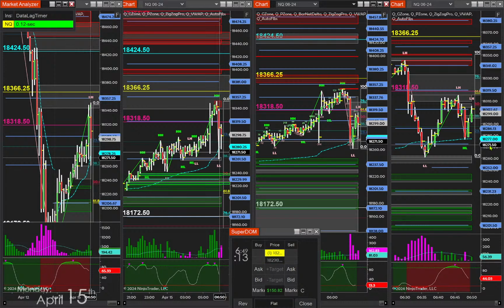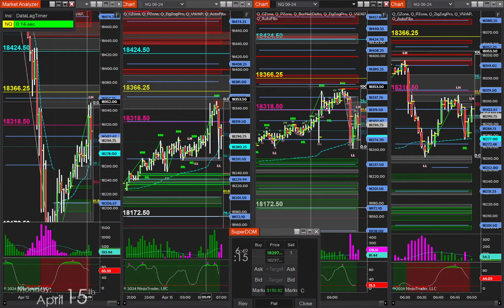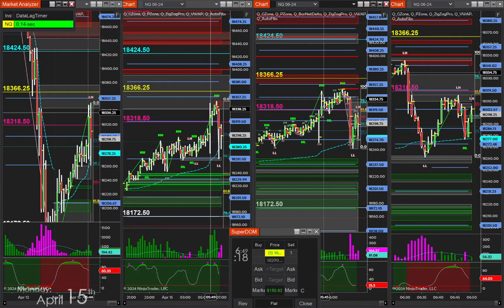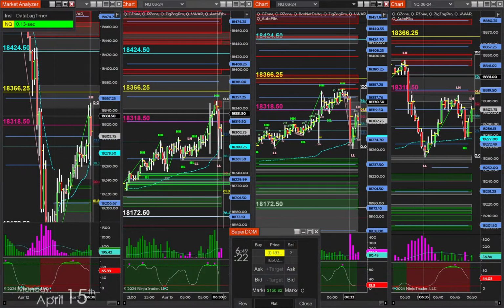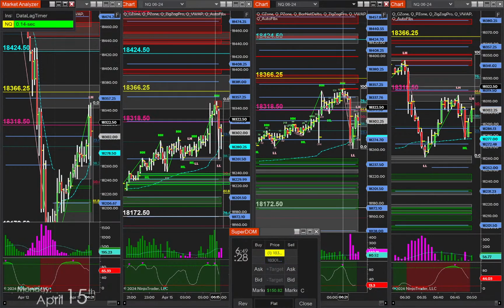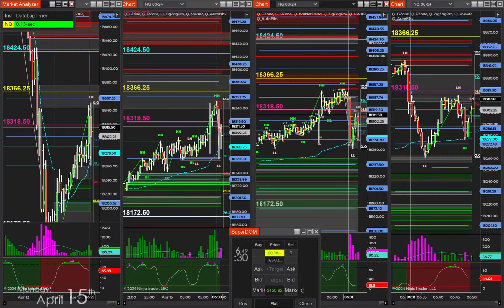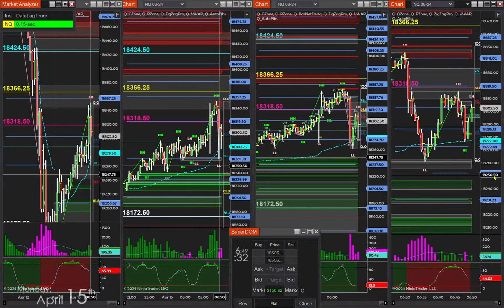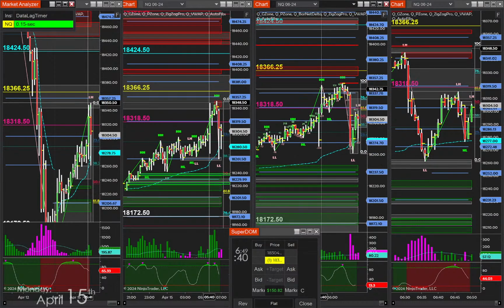So yeah, I think from now on it's just gonna be a chop fest. I wanted to take that short there at the beginning of the open right here. I didn't know how volatile it was gonna get, so I didn't take it. So yeah, I think it's just gonna be a chop fest from now on.